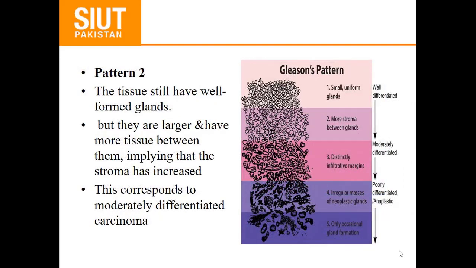This is Gleason pattern 2. The tissue still has some formed glands, but they are larger and have more tissue between them. This is pattern 1 and this is pattern 2. You can see they have more tissue between the glands. This corresponds to moderately differentiated carcinoma.